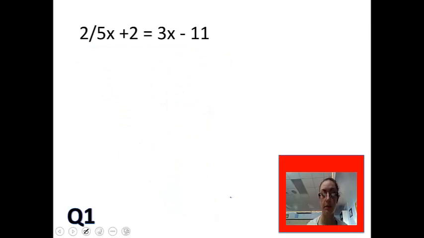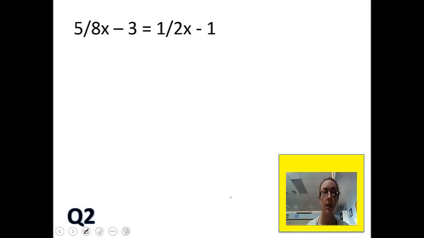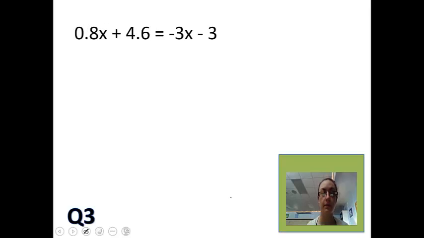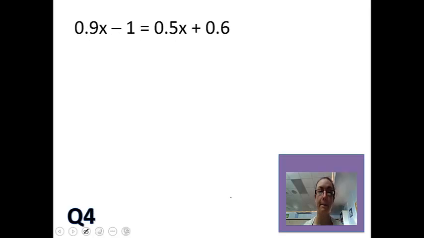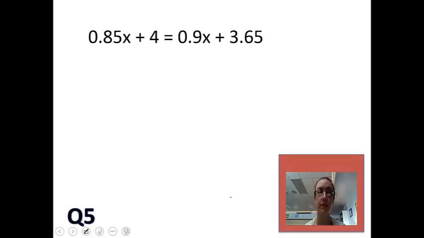All right, let's try another one. Why don't you try this one on your own? Let's give this one a try. Let's give this one a go. And last but not least, give this one a go.